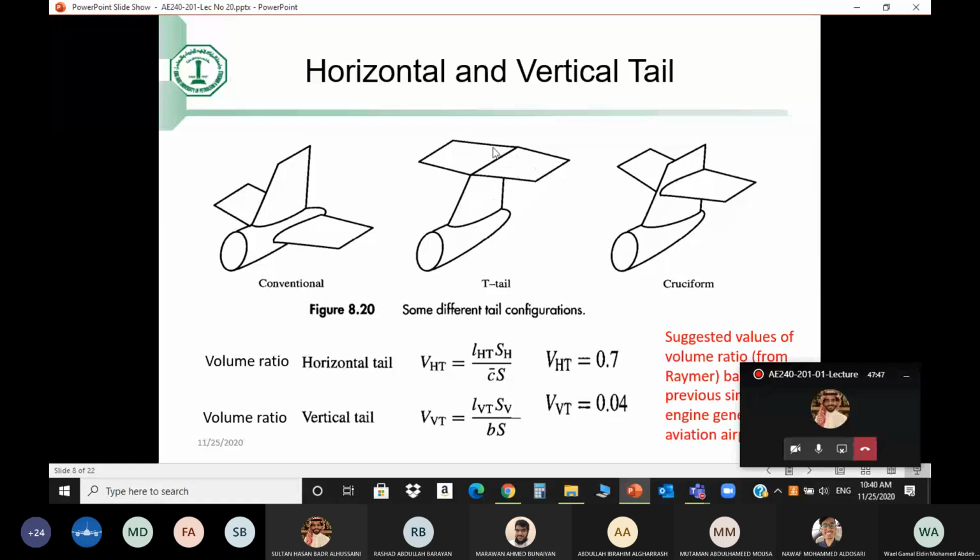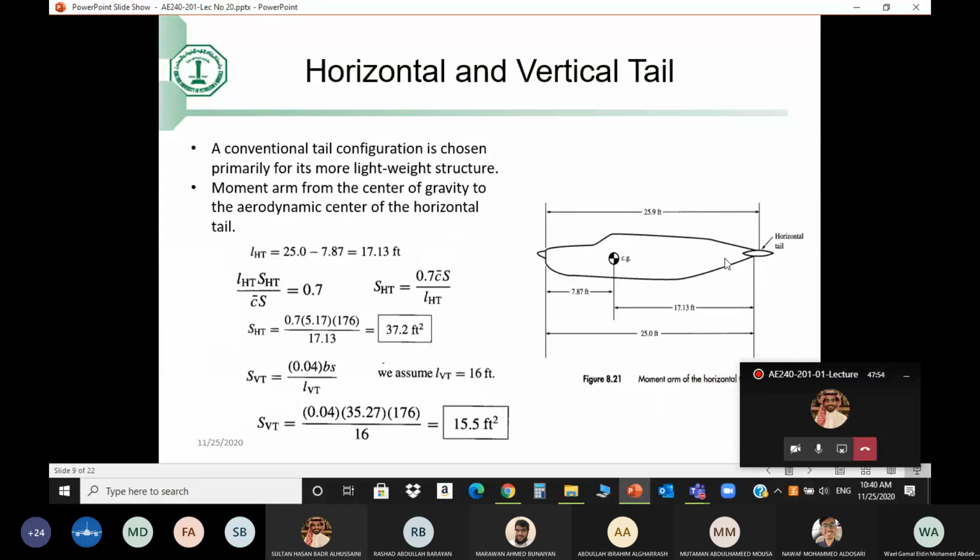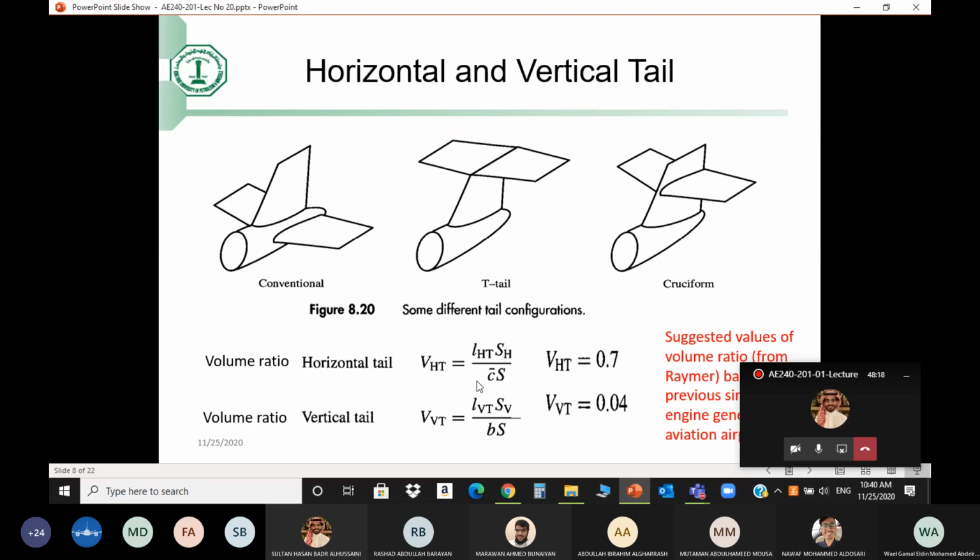The moment of the tail is proportional to the area of the tail. The bigger the tail, the more. The longer the distance between the tail and the CG, the more the moment is going to be. So you have two design parameters as a designer. You need to determine how big the tail is and how far aft of the CG you are putting the tail. Now, how much moment it should provide is determined by the moment generated by the wing. The moment generated by the wing is proportional to the area of the wing and the chord of the wing.